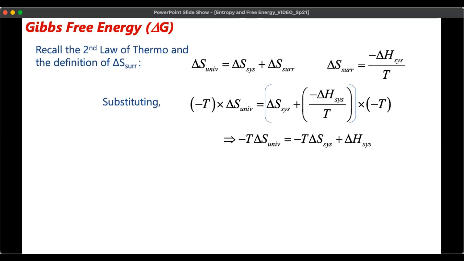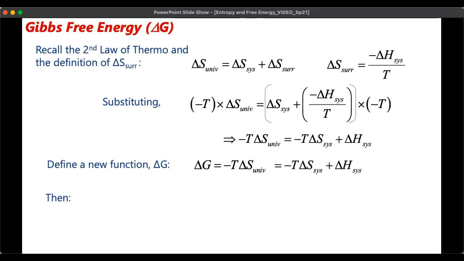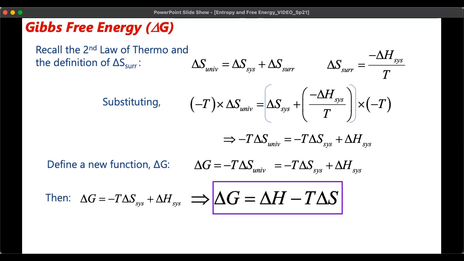And now we have this new equation: negative T, temperature in Kelvin, times the change in entropy of the universe is equal to negative T times the change in entropy of the system plus the change in enthalpy of the system. So we're going to define this new function delta G, the change in the free energy. And that's going to be negative T times the change in entropy of the universe. And now we have a new formulation. We have now delta G is equal to negative T delta S of the system plus delta H of the system. Or the way we most commonly write this is delta G equals delta H minus T delta S.